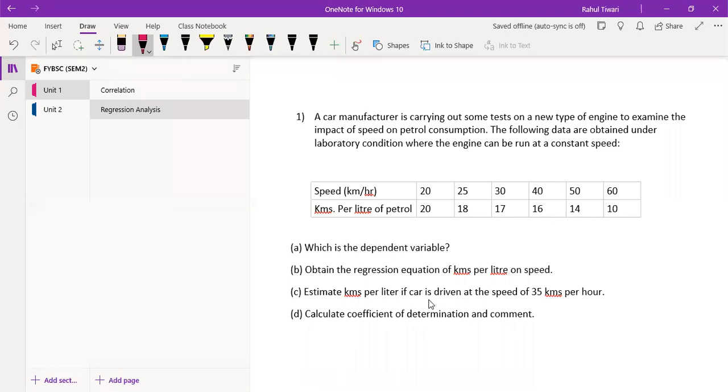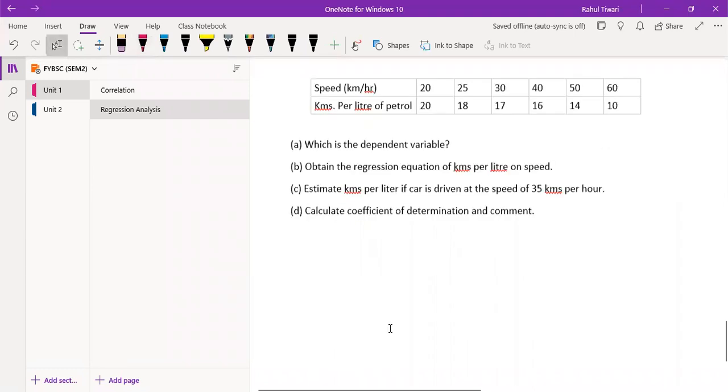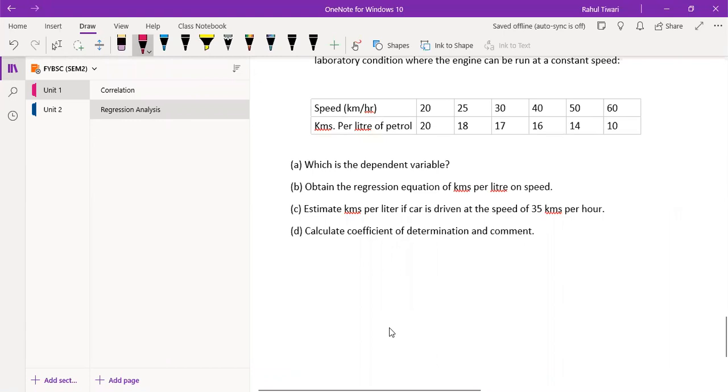Which is a dependent variable? Here I have not defined which is my dependent and which is my independent, so we need to define that clearly. What is my dependent variable? When you are understanding petrol consumption, when you increase the speed, your petrol consumption will change. So which is dependent on which? Petrol consumption is the dependent variable.